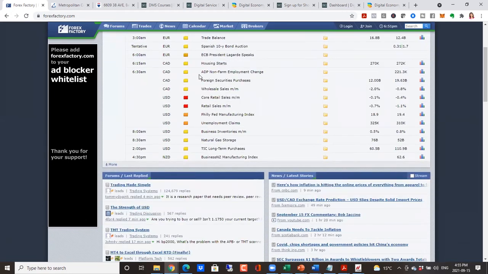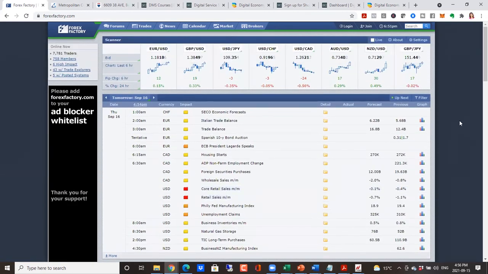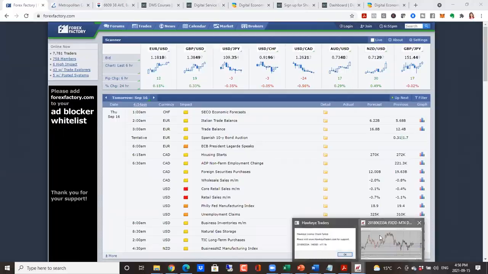And then we do have ADP non-farm payroll numbers for Canada here. But the important thing here will be the retail sales numbers for the month. If the number is lower than expected, we're likely to see the US dollar decline. Now, also we saw the stock market rebound, and as a result of the stock market rebounding, US dollar dropped. So it was not a good day for the US dollar. So we will keep an eye on the stock market as well. So let's go on to the charts here.